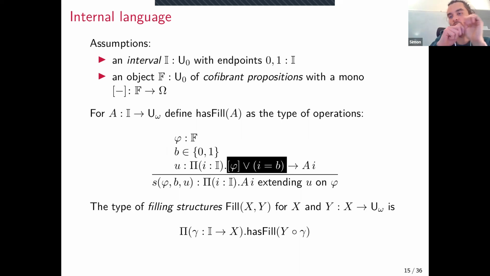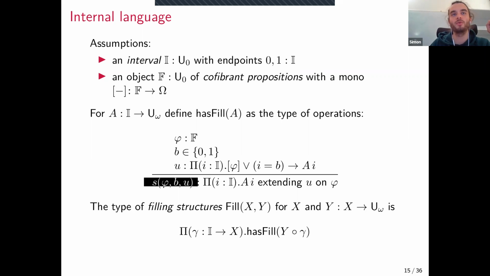So this is a partial element. The i equals b part corresponds to giving the lower side of the open box, and the phi part corresponds to giving the other sides. These operations should give me an extension of the input: this gives me a total element which, if I restrict it to phi, extends u, or is equal to u.